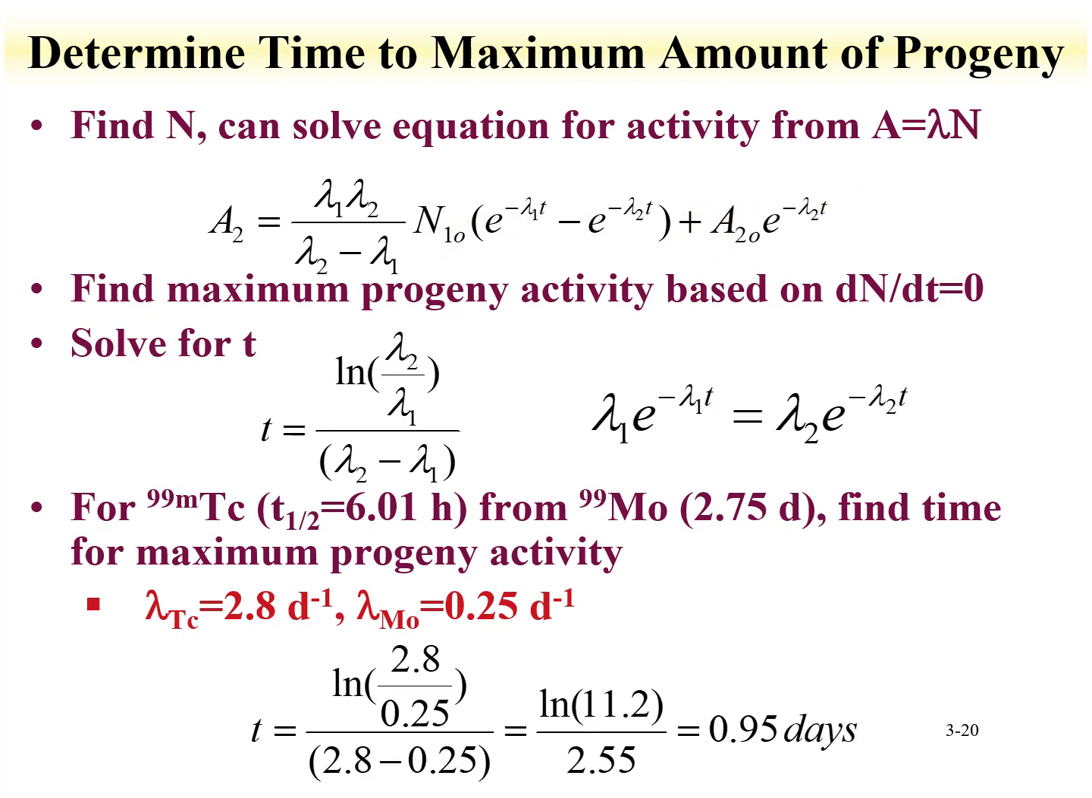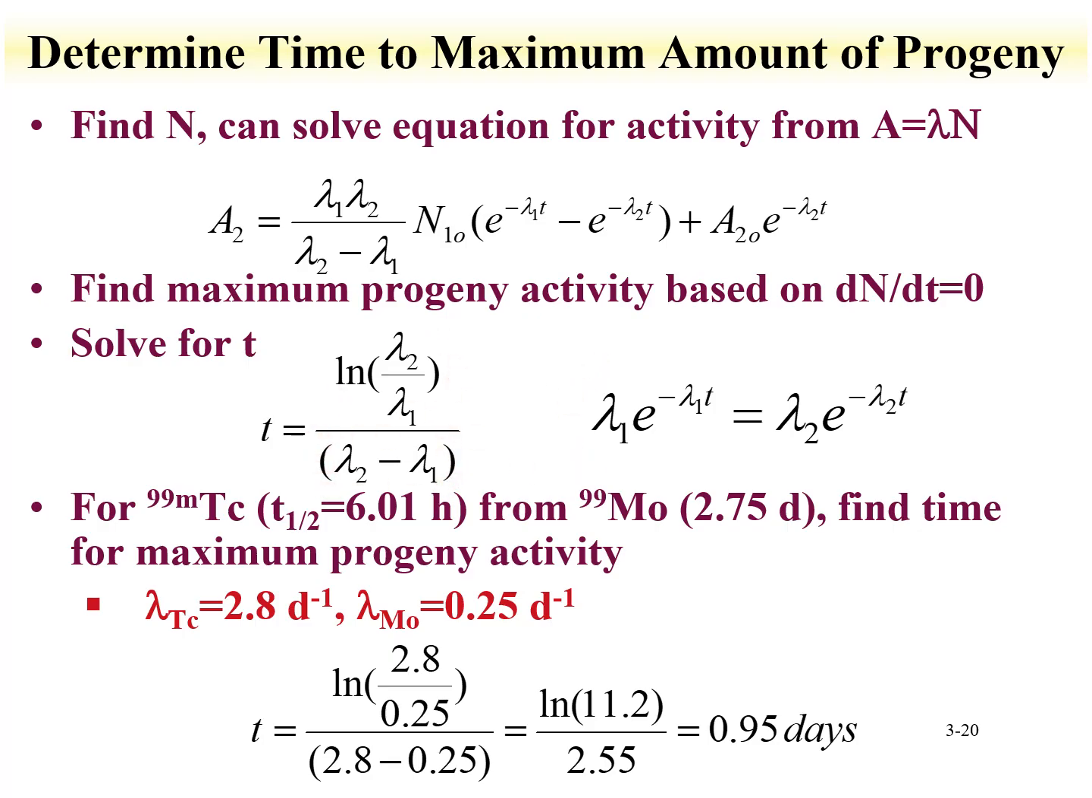We can use this to find maximum progeny activity based upon just the change of the progeny activity with respect to time equal to 0. We're maximizing. And let's solve for t. We have the equation where the time that it takes to reach this maximum is equal to the natural log of the ratio of the decay constants divided by the difference of the decay constants. And that's not too surprising. We don't need to understand the amount of material that's available, parent or progeny, for it to reach a maximum amount of progeny. All it is, is a ratio and a difference of the decay constants of the parent and the progeny.